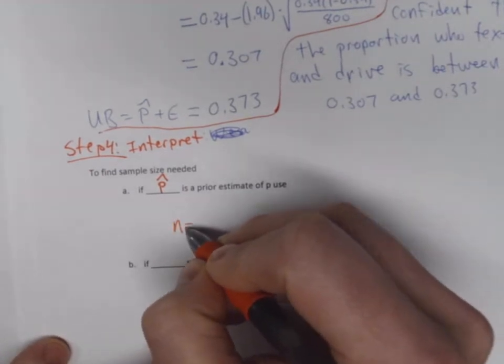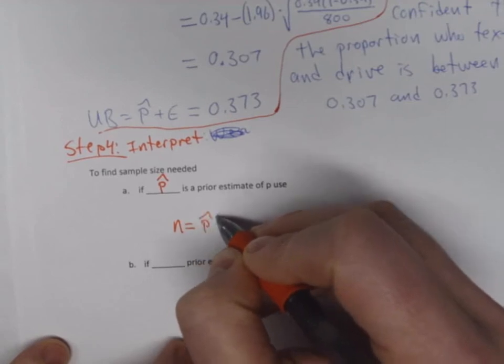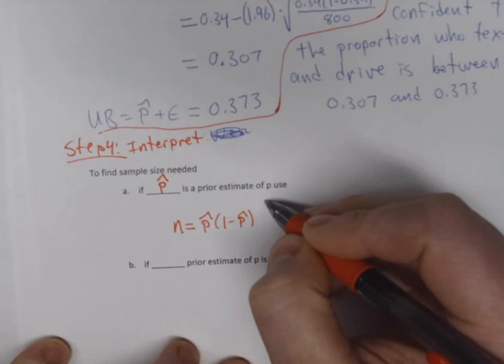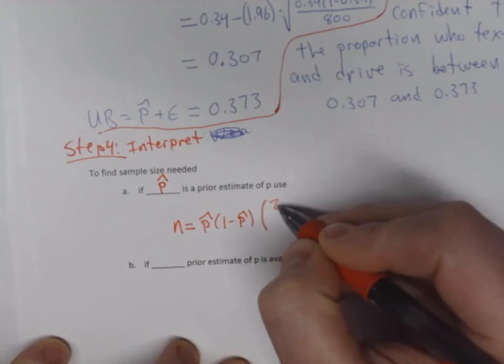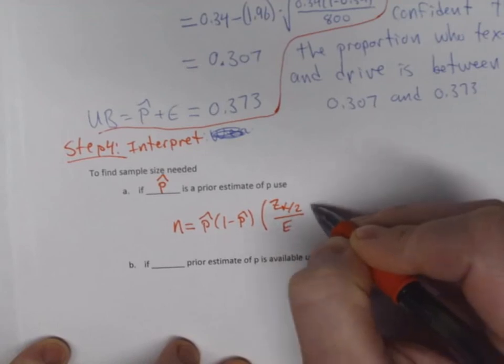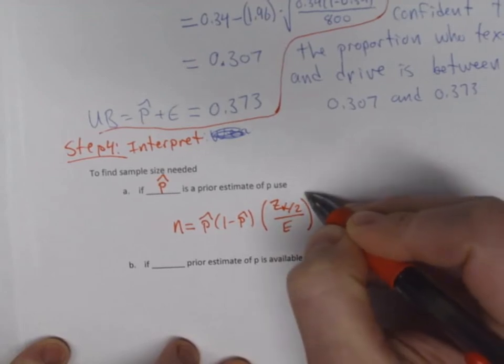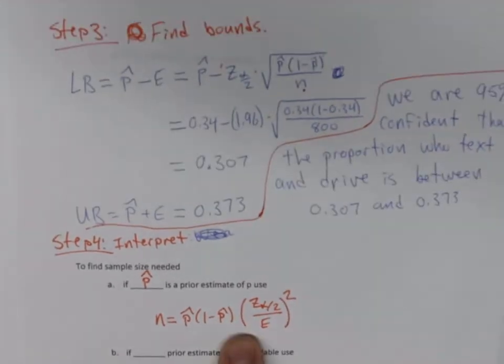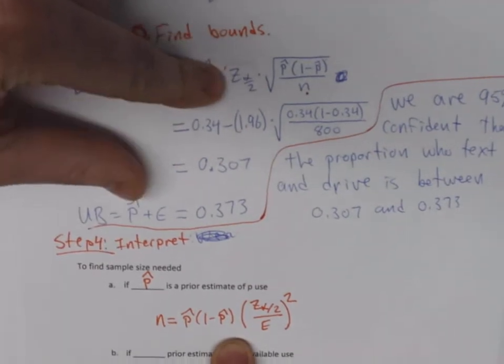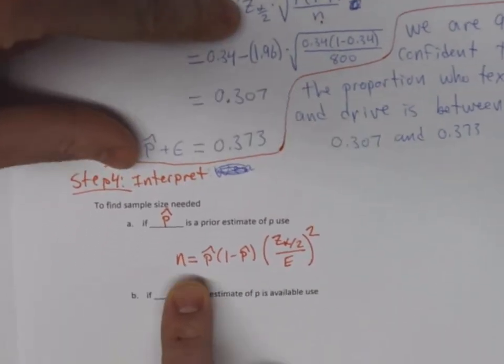We're solving this for n, and so here's the formula. It's n equals p hat times 1 minus p hat times, and you may want to write this down before you do it, z alpha over 2 divided by e, the margin of error, squared. So this is just the margin of error algebraically manipulated to solve for n.